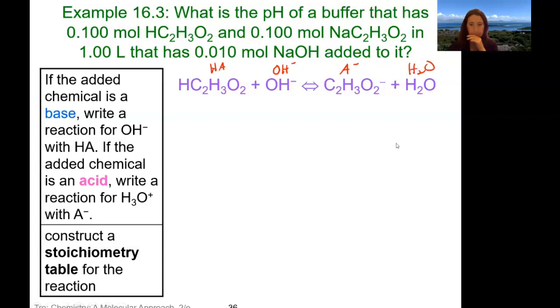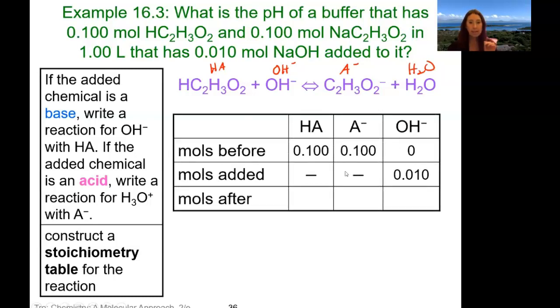Okay, now when we do this, this is a mole table. A mole table is not an ice table. It just helps us keep track of the stoichiometry. So we started with 0.1 moles of this, of our acid, and 0.1 moles of our conjugate. 0.1 moles, 0.1 moles. And we didn't have any OH, but then we added OH.